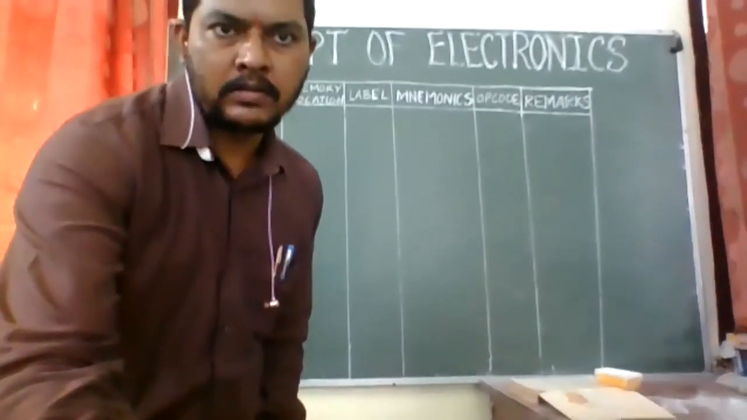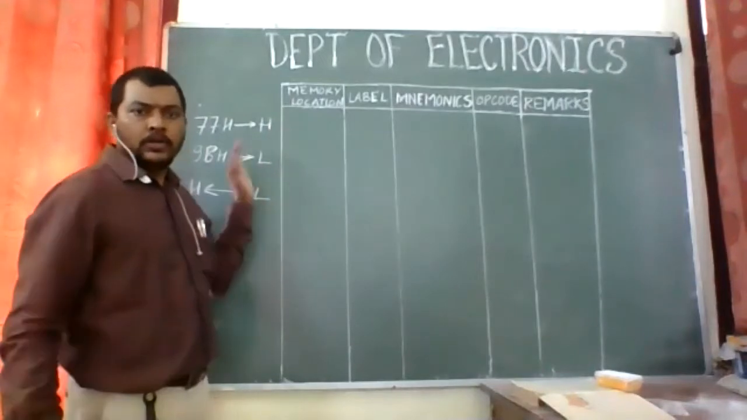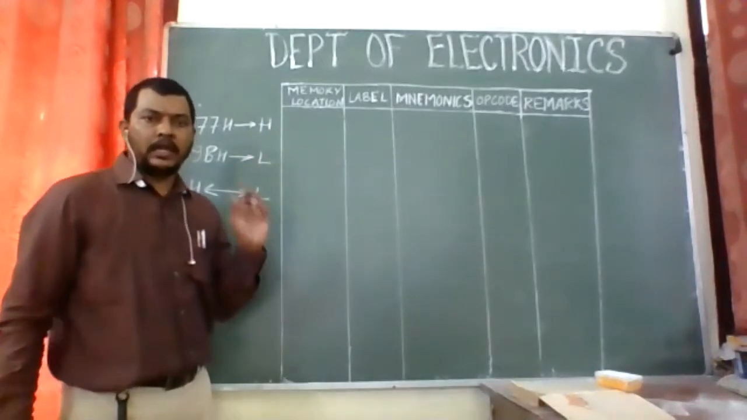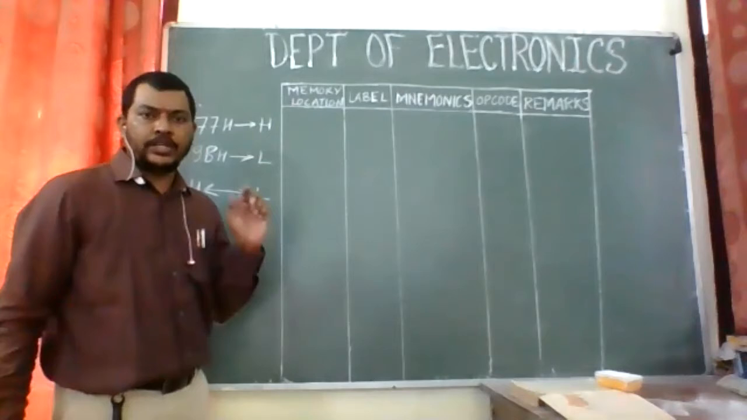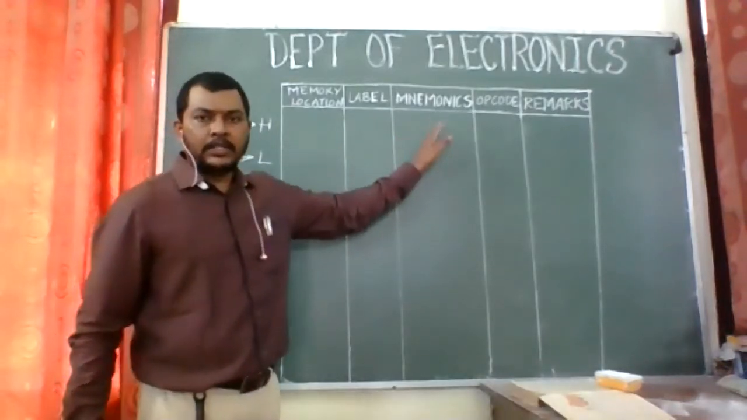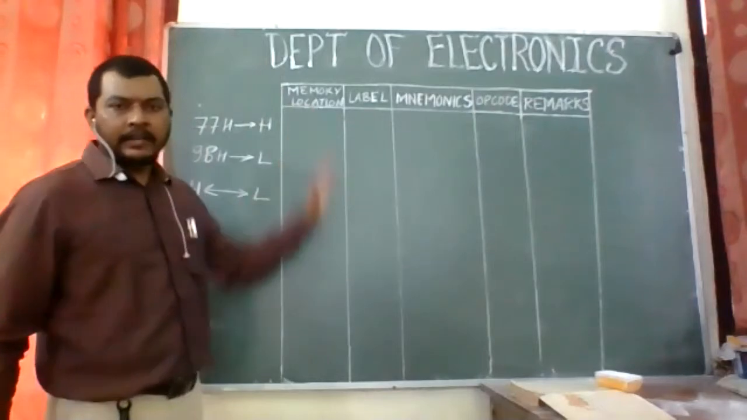Again, we are trying to write this program to store 77H in register H and 9BH in register L, and then interchange them. We have used this pro forma, in which we have memory location, label, mnemonic, opcode, and then the remark. So we will write accordingly.